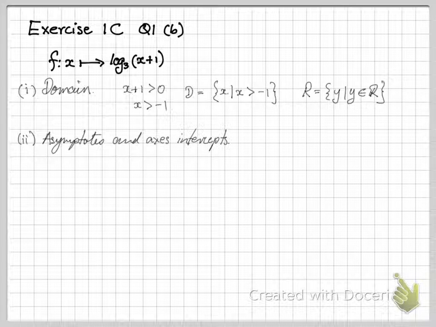Alright, we want to find the vertical asymptote. Well, the vertical asymptote will occur when x plus 1 is equal to 0. So therefore x is equal to minus 1.